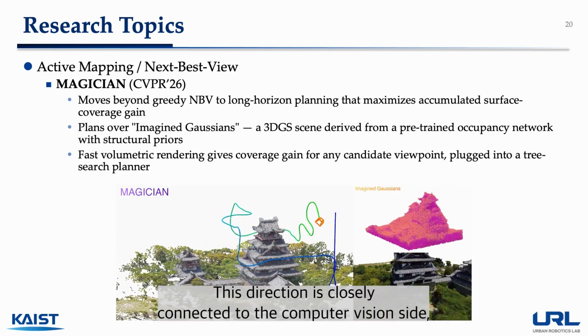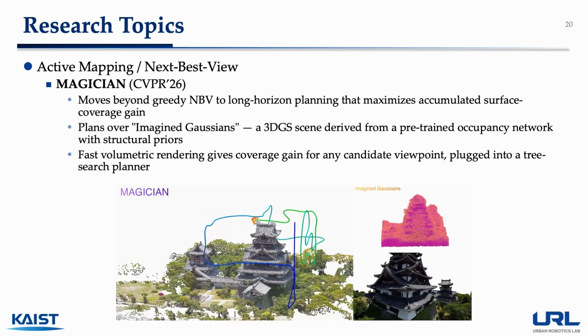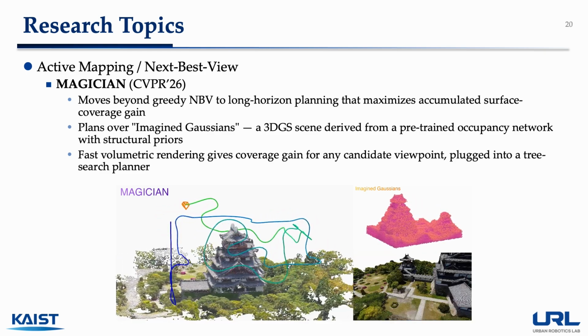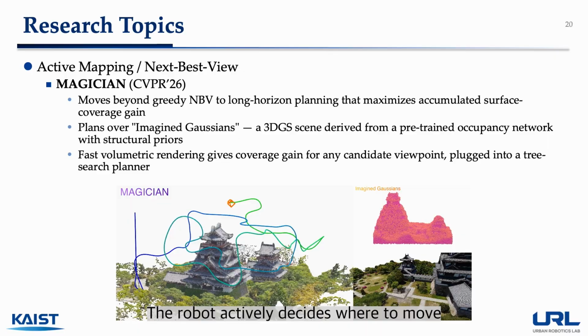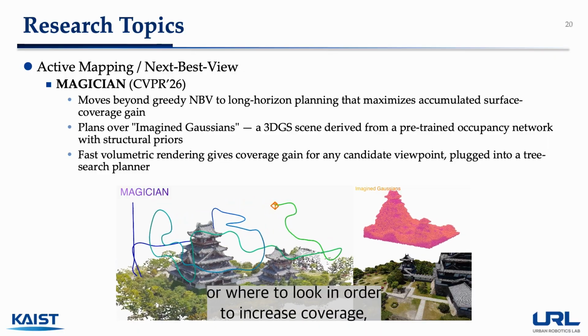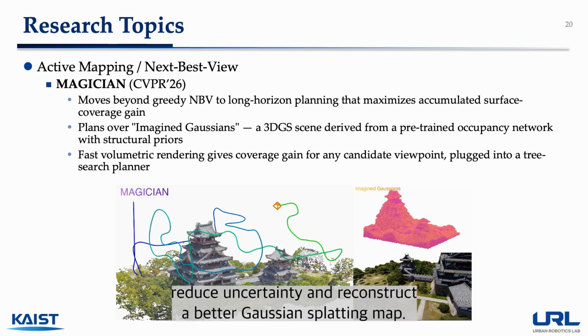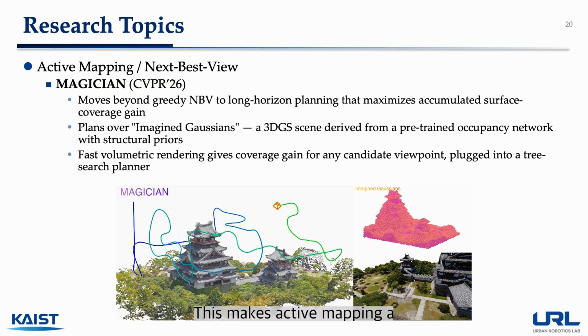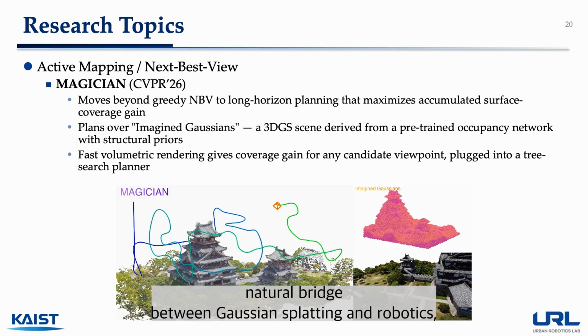This direction is closely connected to the computer vision side because the goal is still to improve the Gaussian representation itself. The robot actively decides where to move or where to look in order to increase coverage, reduce uncertainty, and reconstruct a better Gaussian splatting map. So here, the robot is not only using the map, it is also part of the mapping process. This makes active mapping a natural bridge between Gaussian splatting and robotics.